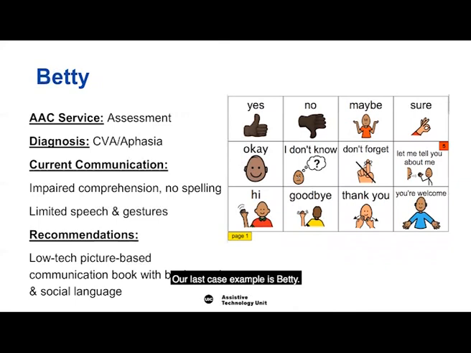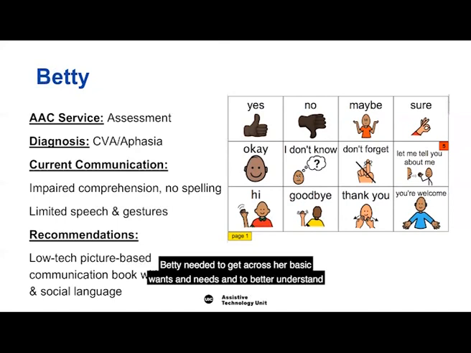Our last case example is Betty. Betty had had multiple strokes with subsequent global aphasia. She had difficulty understanding what people said to her. She did not use speech or spelling and communicated using gestures like pointing, facial expressions, eye gaze, and vocalizations. Betty needed to get across her basic wants and needs and to better understand messages spoken to her by her caregivers.